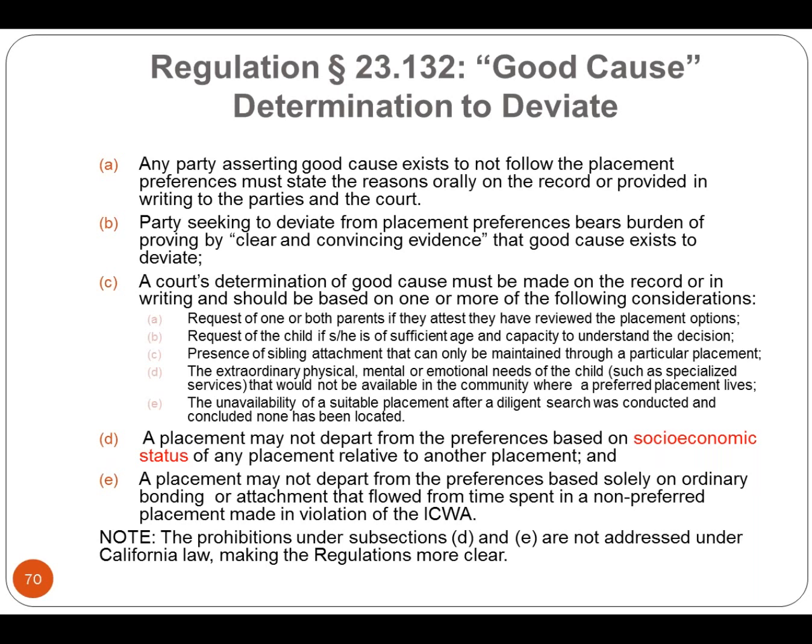Moving on, subsection D: a placement may not depart from the preferences based on socioeconomic status of any placement relative to another placement. And a placement may not depart from the preferences based solely on ordinary bonding or attachment that flowed from time spent in a non-preferred placement made in violation of the Indian Child Welfare Act. And this, I believe, directly addresses California law, specifically what has been called the existing Indian family exception.